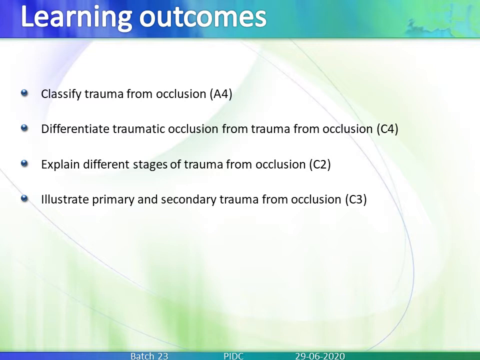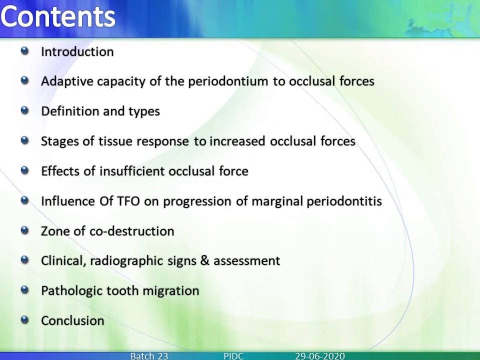Basically, differentiate them both. The contents of this class include introduction, adaptive capacity of periodontium to the occlusal forces, definition and types of trauma from occlusion, stages of tissue response to increased occlusal forces, effects of insufficient occlusal force, influence of trauma from occlusion on the progression of marginal periodontitis, zone of co-destruction, clinical and radiographic signs and assessment of trauma from occlusion, a little about pathologic tooth migration, and we'll finish with a conclusion.